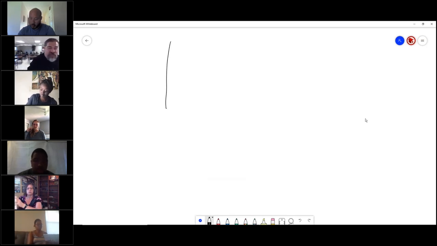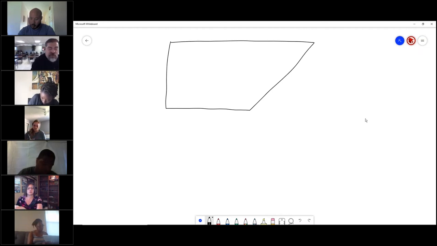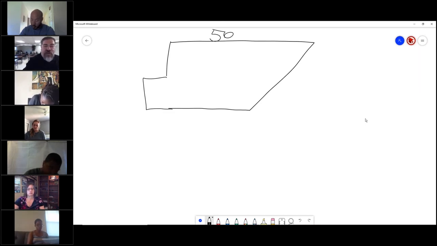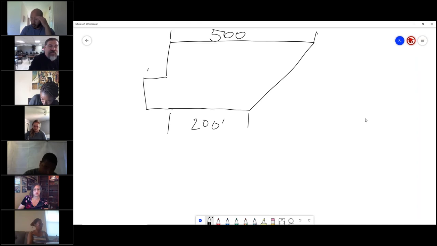So if I had this, let's change it. Let's make it really fun. This may be a little more challenging. If that's 500 feet from there to there, this is 200 feet. And let's make this 50 feet. This would be 50 feet from here to here. And 50 feet from there to there.